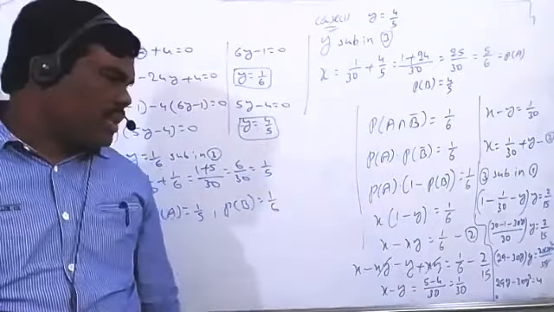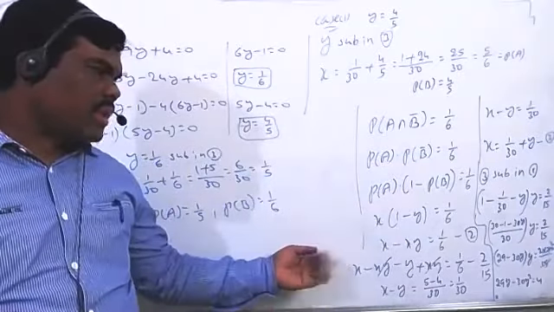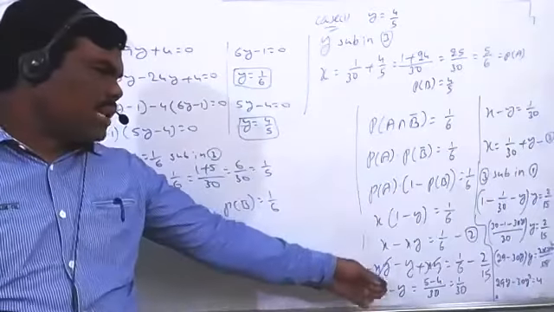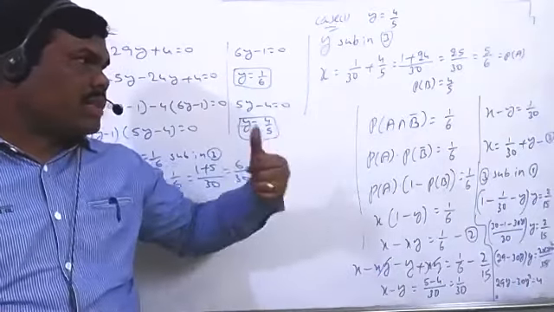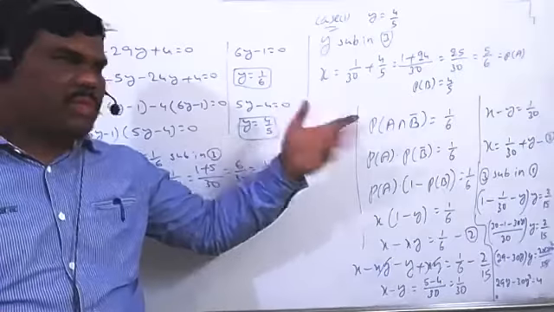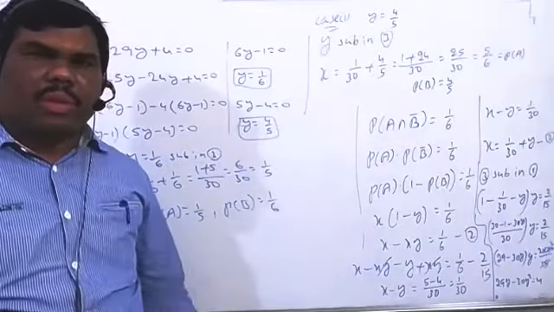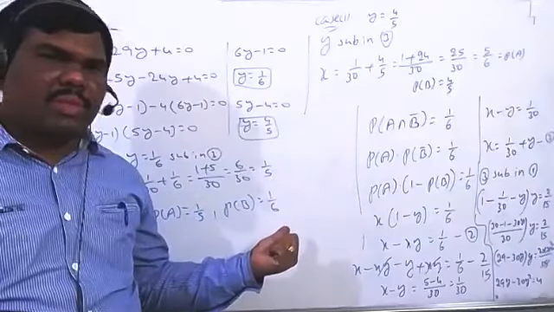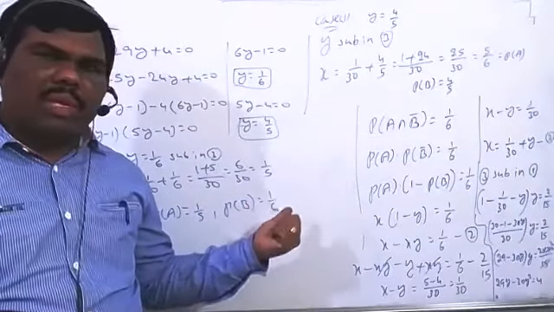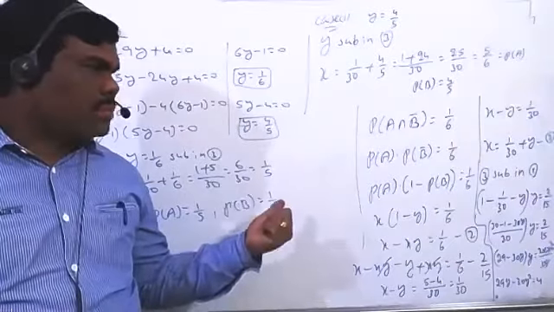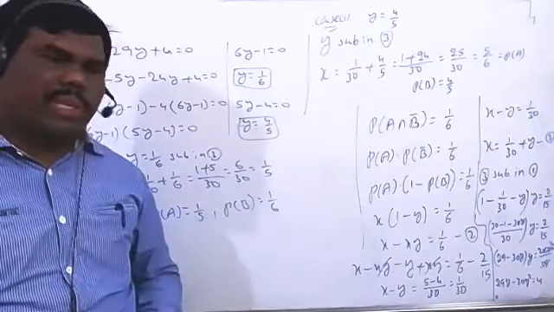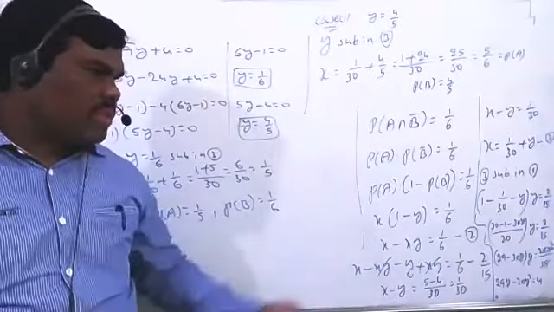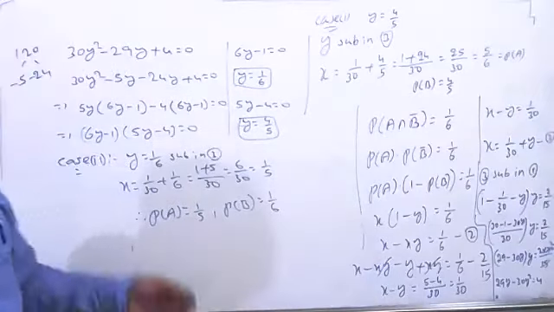So I can take 2 minus 1. From the second equation you can subtract the first equation. Then clearly we got X minus Y equal to 1 by 30. Then X equal to 1 by 30 plus Y. It is equation number 3. Now substitute the third equation in the first equation. The first equation is 1 minus X into Y equal to 2 by 15.